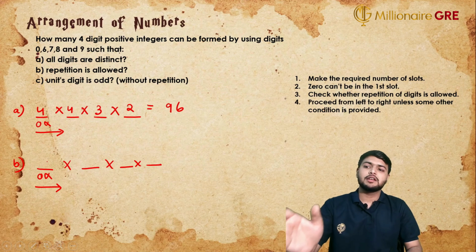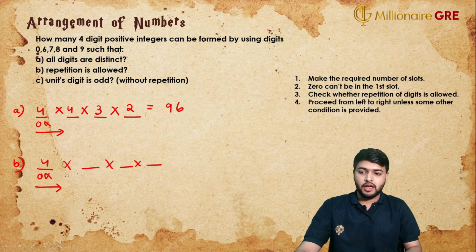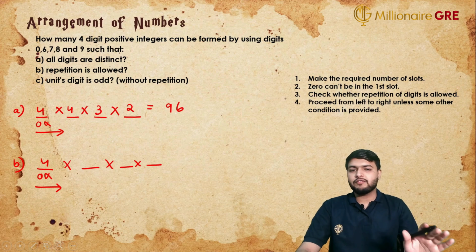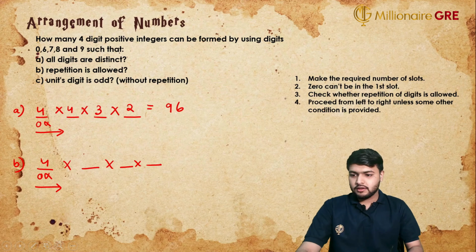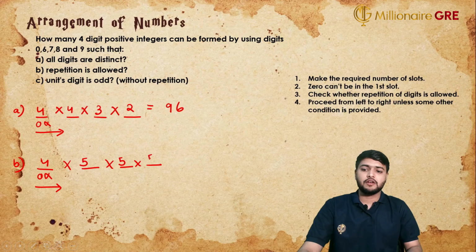Right? So let's fill up the first place. In the first place, 0 cannot come. 6, 7, 8, 9 can be placed. So any of the 4 digits can be here. In the second place, any of the 5 digits can be there. Similarly, in the third place, any of the 5 digits can be there. Here also any of the 5 digits can be there. So total there are 500 positive integers that you can form.